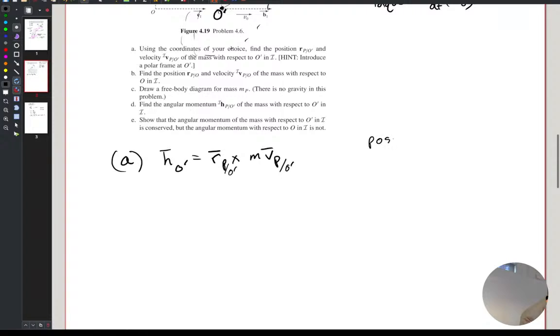So my position is r of P, O prime, r e_r. That's it. There's some radius, there's some unit vector. I don't know how big the radius is, I don't know where the unit vector is pointing. But if I describe where this thing is, I can do it with one radius, one unit vector. Kind of makes sense where I'm going from there.